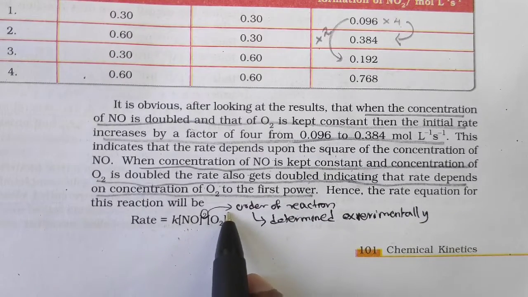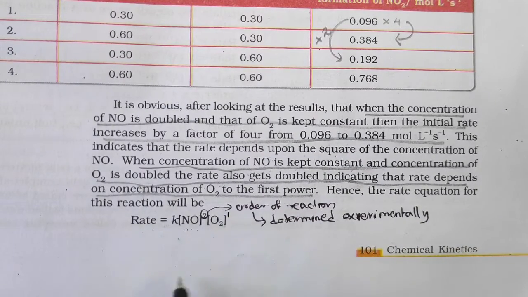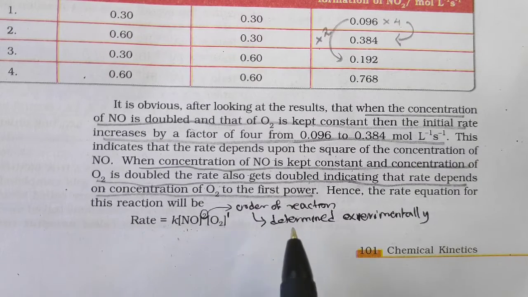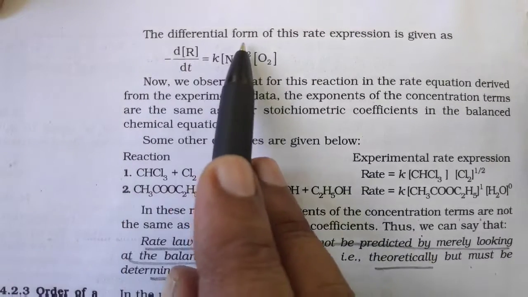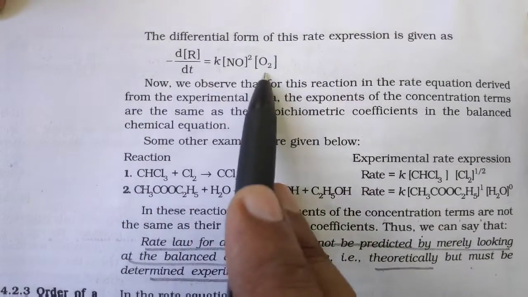And here nothing is there, so we can write it as 1. Don't write 0, we have to write 1. Understood? So this is what we have discussed here. Rate can be like this. Now the next part. You can see here, if you want to write a differential form of this rate expression, you can write it like this also.